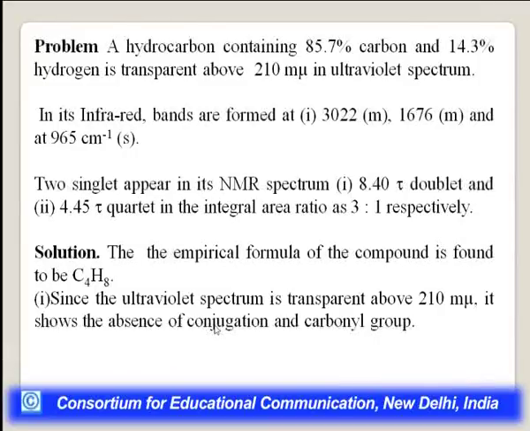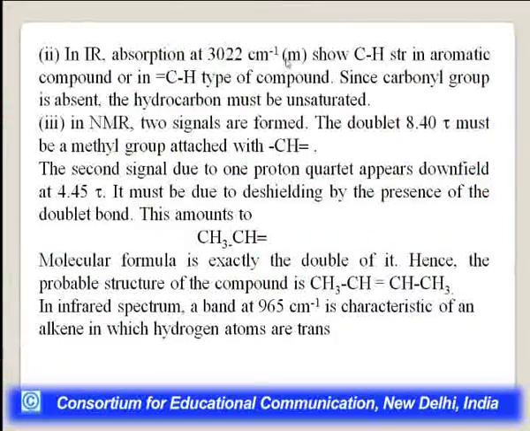You know what conjugation is? Conjugation is nothing but alternate single and double bonds, and carbonyl groups also. From IR, these values show that it is an aromatic compound, or we can say another double bond CH type of compound. Since the carbonyl group is absent, as we have seen from the UV-visible spectra, the hydrocarbon must be unsaturated, because when a carbonyl group is not there, where is the possibility? Of course, from the hydrocarbon.